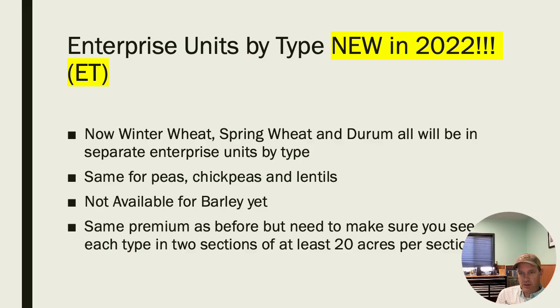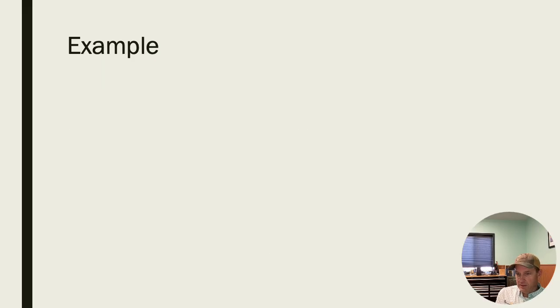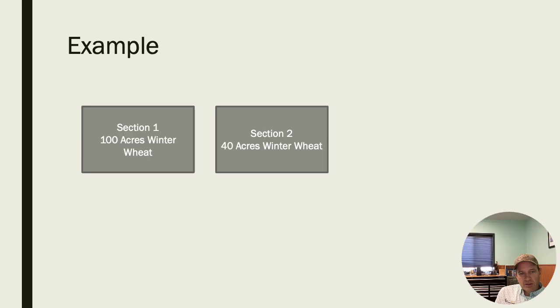So this next slide is going to give us an example of how this sometimes gets done incorrectly, especially when you do winter and spring wheat, let's say, on your farm. So let's say in this example, you have 100 acres of winter wheat in section 1, 40 acres in section 2. There's more than 20 acres of each of winter wheat in those two sections. So that qualifies us for the enterprise unit discount.